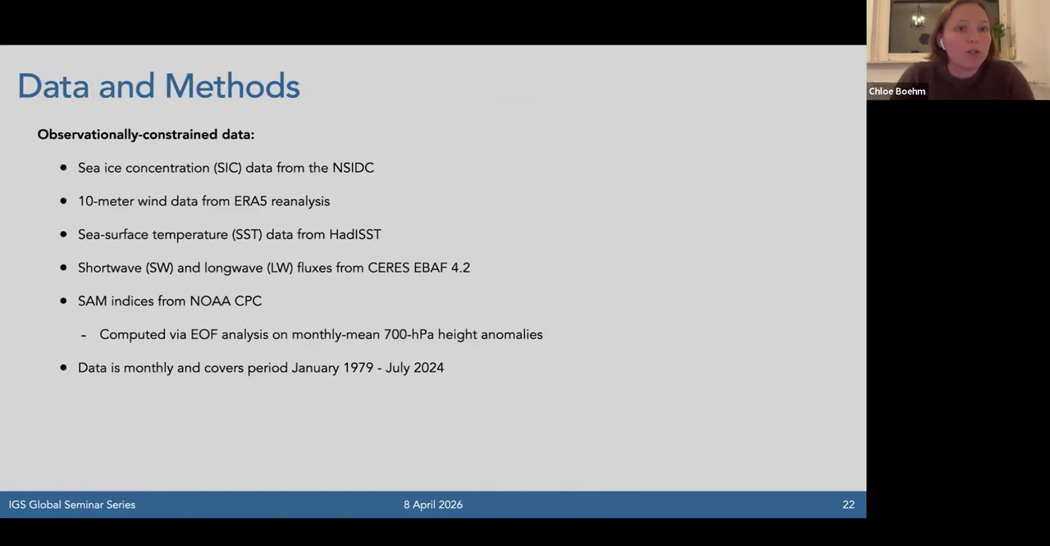For data and methods for this project, we're primarily using observationally constrained data. So sea ice concentration data from the National Snow and Ice Data Center, wind data from ERA5, sea surface temperature data from HadISST, fluxes from CERES EBAF, and then our SAM indices came from the NOAA Climate Prediction Center, which were computed from EOF analysis of 700 hectopascal height anomalies from reanalysis. All this data is monthly and covers the period from January 1979 until July of 2024.